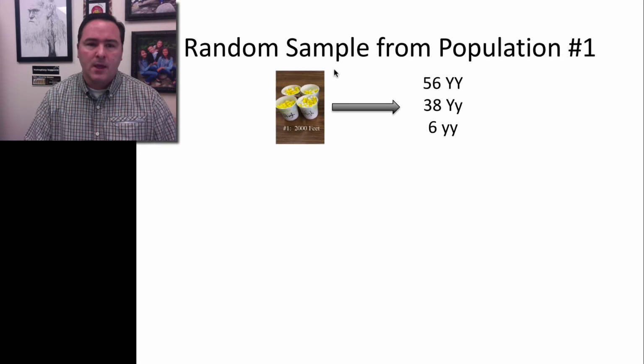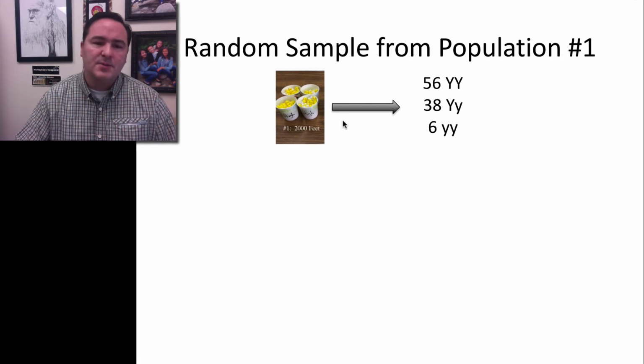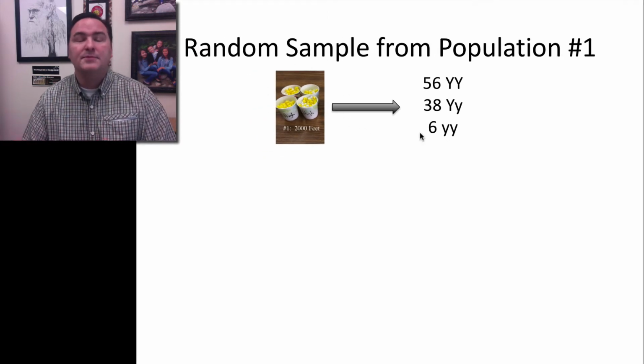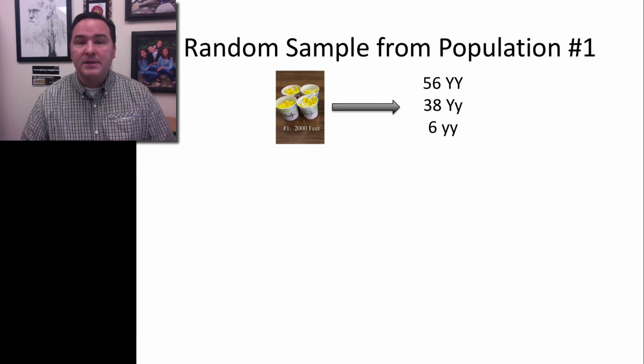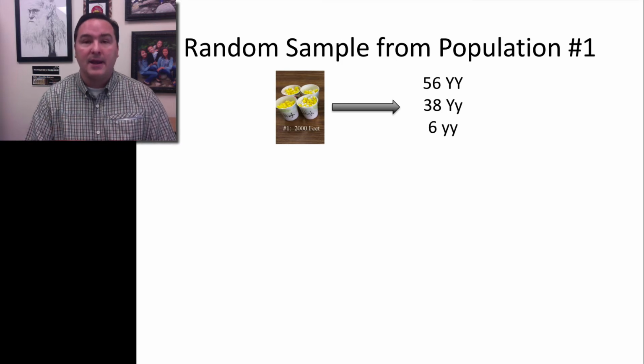So I can take from this large population a subsample, a random sample, and I'm going to take out 200 beads. The reason I'm going to take out 200 beads is because I'm going to assume that this population is diploid and that every individual has 2 alleles for every gene. So in this case, I'm going to have a total of 100 individuals. 56 plus 38 plus 6 equals 100.